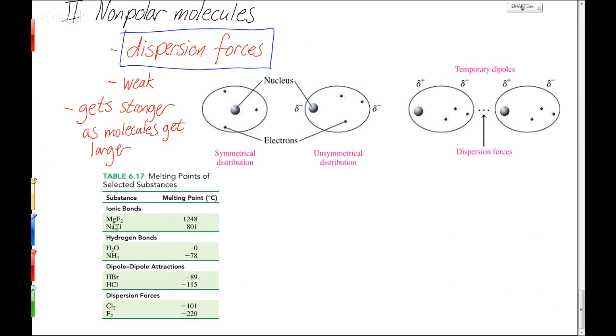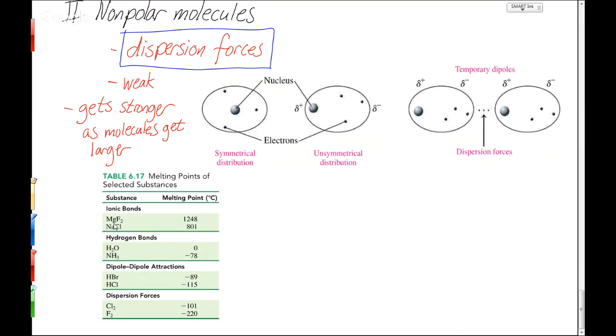Then the next strongest is these hydrogen bonds, these special things that we talk about with water and other things. Water, 0 degrees. Ammonia, -78. These are the melting points. Is that right? I don't think that's right. But anyway, the water one is right. I don't know about the ammonia one. I think that's the boiling. I could be wrong. We can look it up. Anyway, it's not that important.